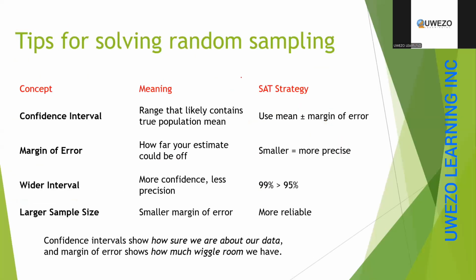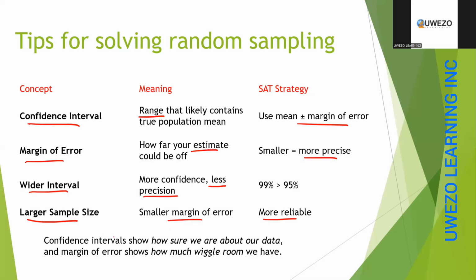So to summarize, the confidence interval is the range, and we get that by adding or subtracting the error from the mean of the survey. The margin of error gives us an estimation. A small error means the survey is more precise. A wider interval means there is less precision. And the larger the sample size, the more reliable it is and the smaller the margin of error.